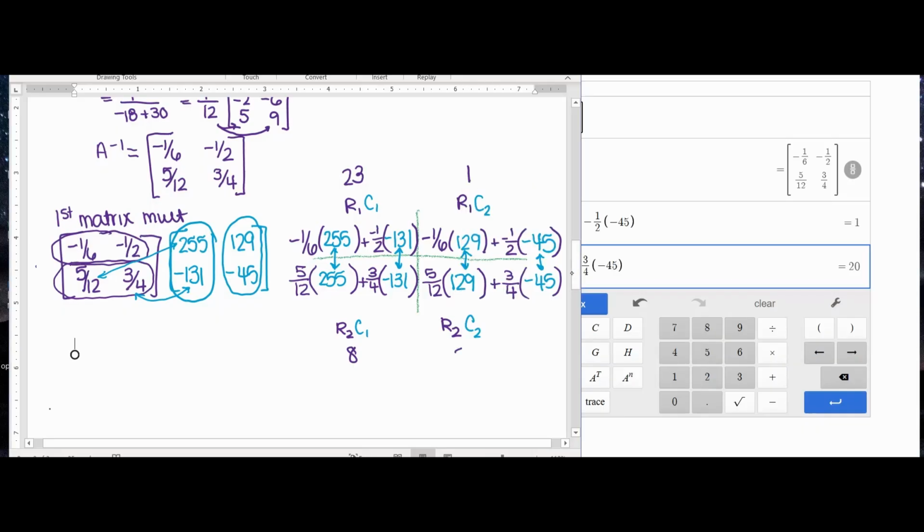So our first answer is 23, going down 8, 1, 20. That is our first matrix multiplication. Okay. We still need to do our second matrix multiplication.